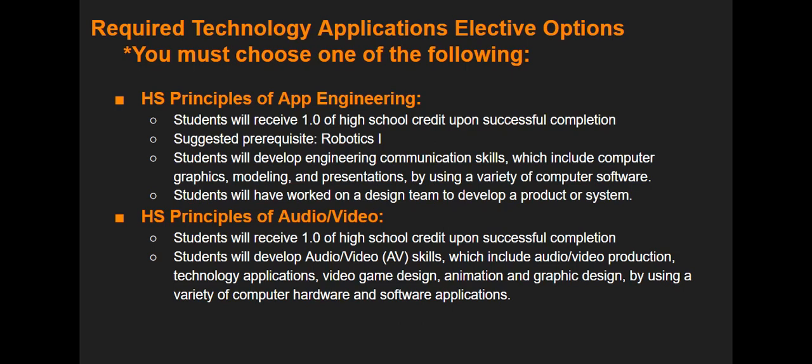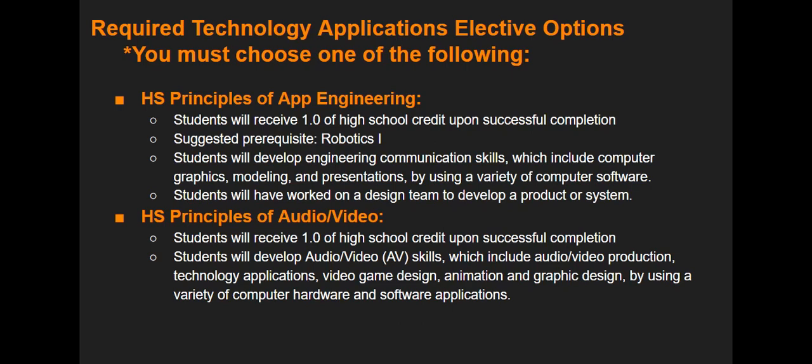These 2 classes, one is called High School Principles of Applied Engineering. In this course, you will get a high school credit. It is similar to robotics in that there is some computer programming. They will be doing graphics, modeling, and presentations. They will cover a variety of computer software programs. And this is a great opportunity for students to work on and design and develop a product or a system.